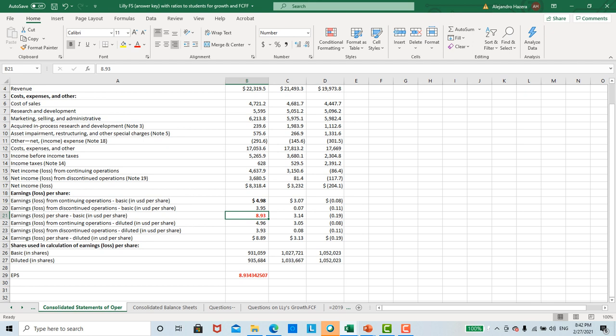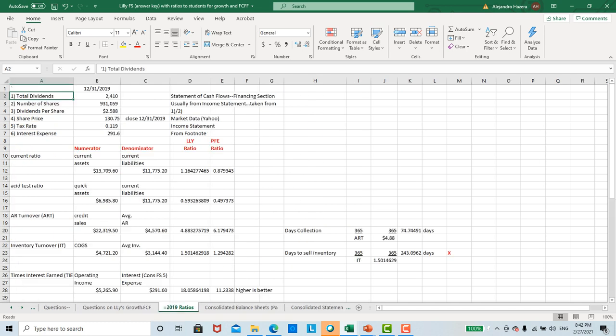Okay, so let's take a quick look at the ratios here. It's the same sheet you just did basically, but I sort of just cut and pasted the Pfizer ratios. Let's take a look at the current ratio. That favors Lilly. Let's take a look at the quick ratio. That favors Lilly. Let's take a look at the accounts receivable turnover. That favors Pfizer. And let's take a look at inventory turnover.